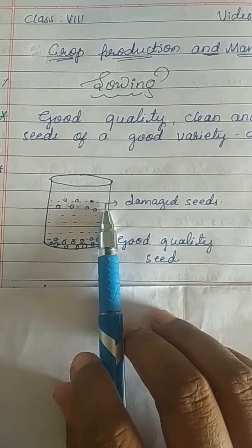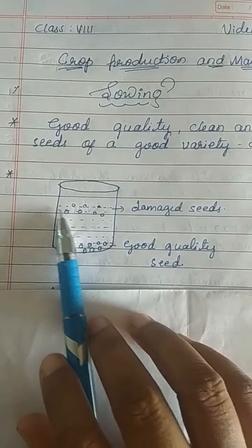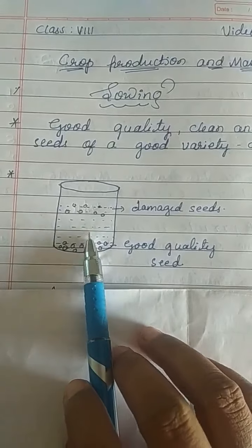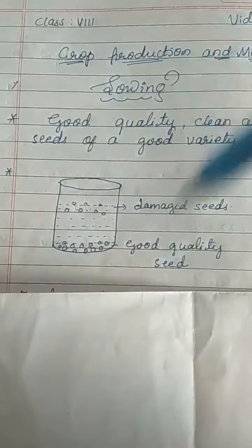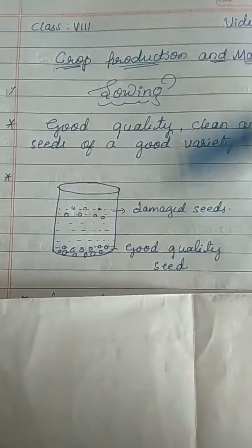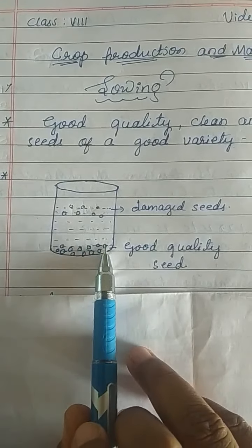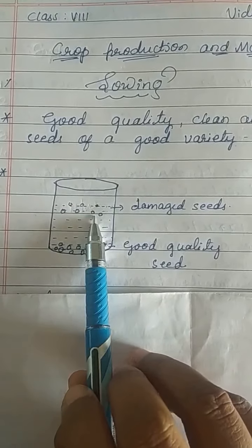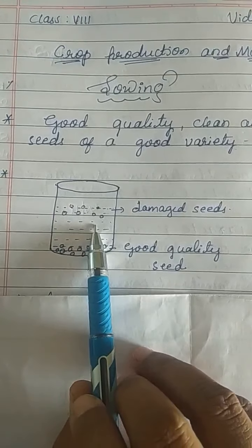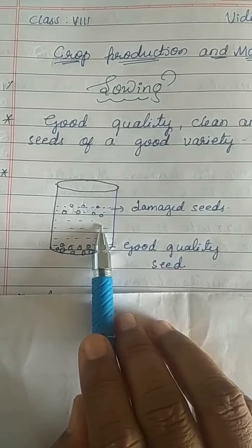Here there is one activity. Take a beaker, fill it half with water, put in a handful of wheat seeds and stir it well. Stir means we have to mix the water and the seeds. Wait some time and observe: are there seeds which float on the water? Some seeds are floating. Would those be lighter or heavier than those which sink?